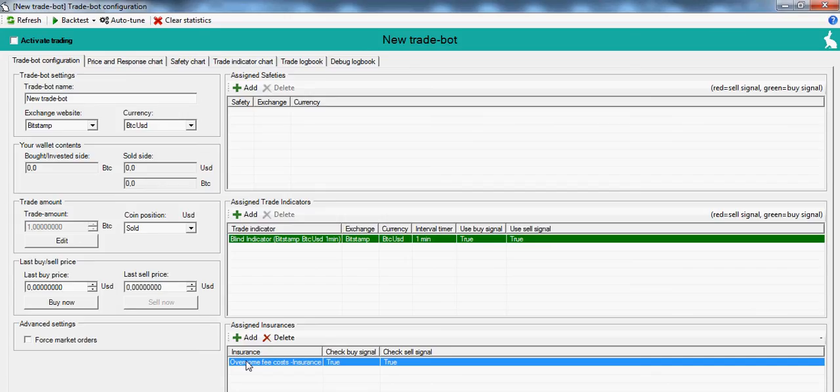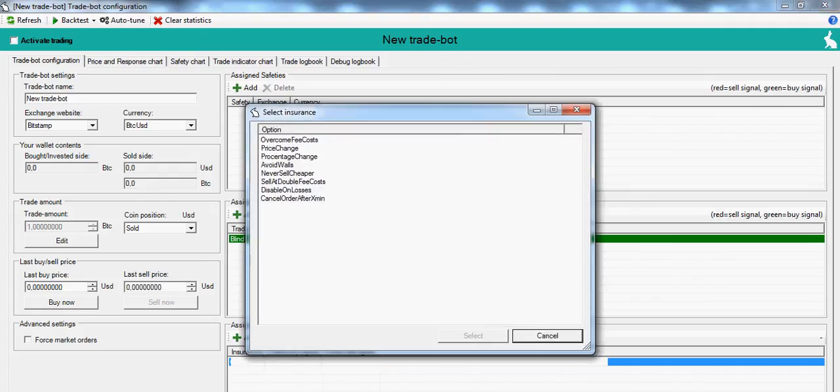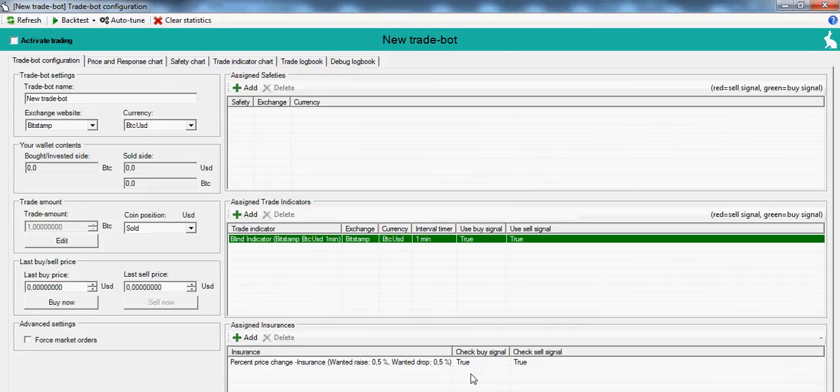This is good for relatively flat markets that don't have a clear bullish or bearish trend. For that it's great. Or for coins that don't have a whole lot of volume and you can't get a clear signal, then you could just scalp it. Okay, another variation of this would be to remove the overcome fee costs and instead add something called percentage change.